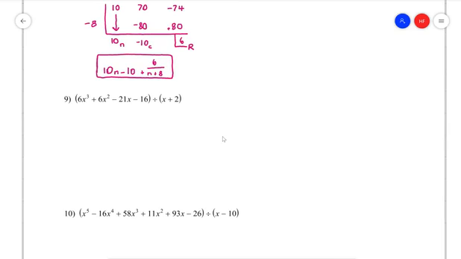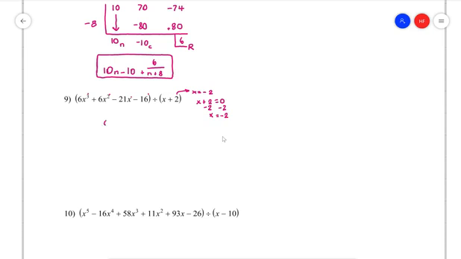I'll do another one. So we have 6x cubed plus 6x squared minus 21x minus 16. All my powers are there. We started with a 3, counted down: 3, 2, 1, constant. x plus 2 means x equals negative 2. If you need to see that worked out, then you would say x plus 2 equals 0. And then you solve for x, and x equals negative 2.